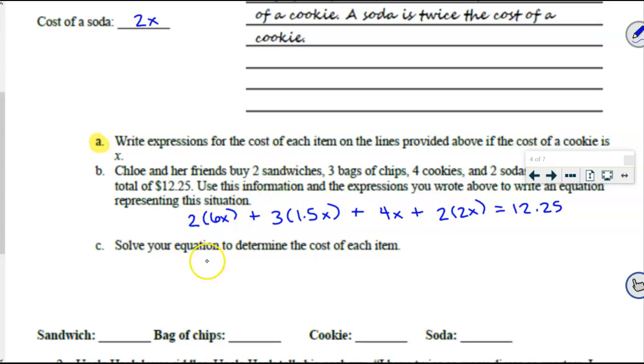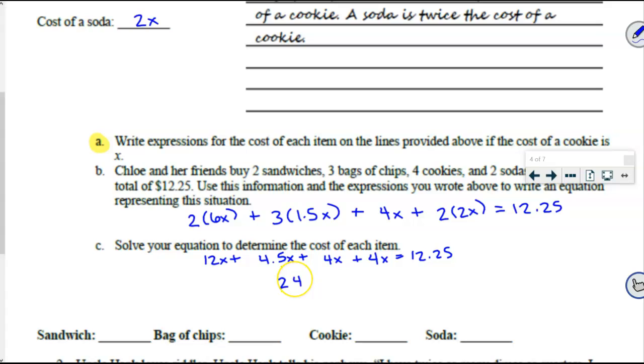And if I have 2 groups of 6x, that's going to be 12x. If I have 3 groups of 1.5x, that's going to be 4.5x. Plus 4 more x, plus 2 groups of 2x is going to be 4 more x. All of that equals 12.25. We're almost done simplifying. I at least got rid of those parentheses, and now I've just got a bunch of like terms to combine. 12x tiles, 4.5x tiles, 4 more x tiles, and 4 more x tiles. All together, that leaves us with, I did it in my head, 24.5x. Is that what you guys got?